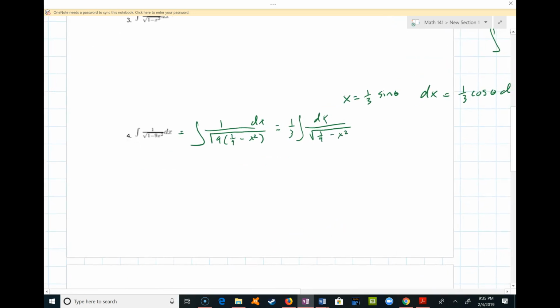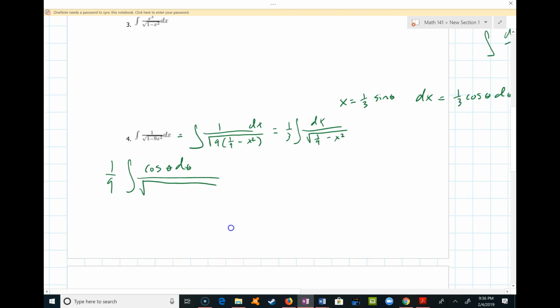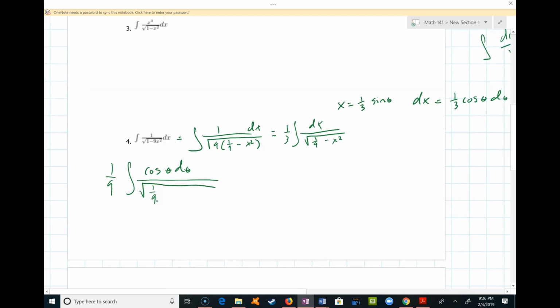And we're going to come down here and make the substitution. So we have the 1/3, the integral of, and the dx will be replaced with 1/3 cosine theta d theta, so I'll put a 1/9 out front. And on the bottom, I'm going to have the square root of 1/9 minus 1/9 sine squared theta.